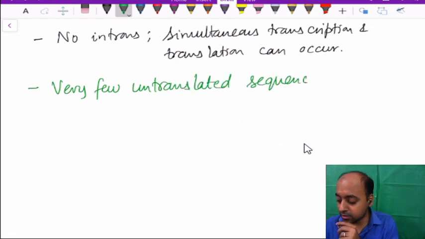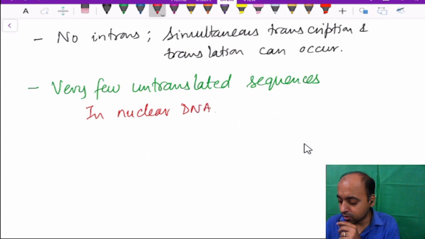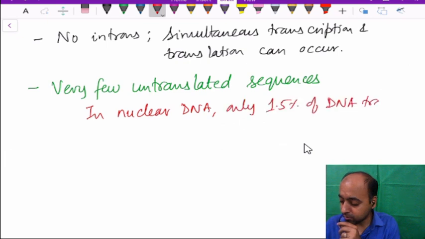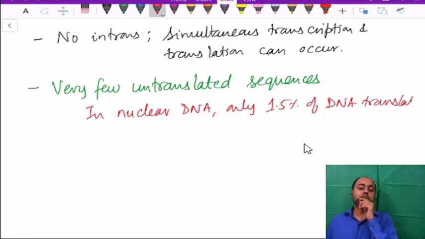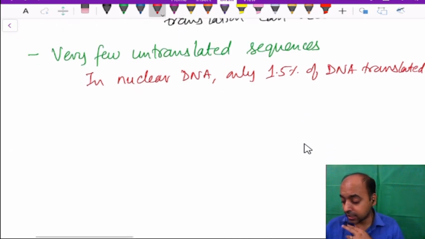In comparison, in nuclear DNA only 1.5% of DNA is translated. So you can compare, in the mitochondrial DNA almost all of the DNA is translated, whereas in the nuclear DNA only 1.5% of the DNA gets translated.